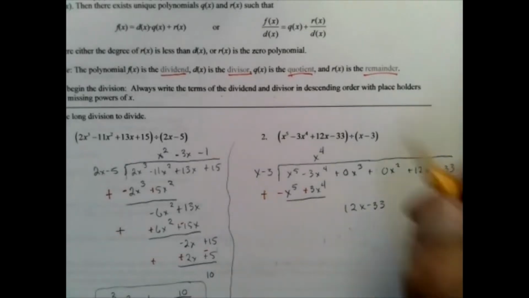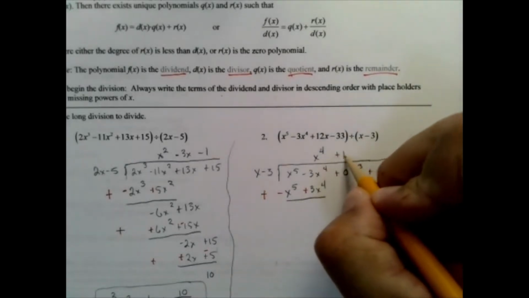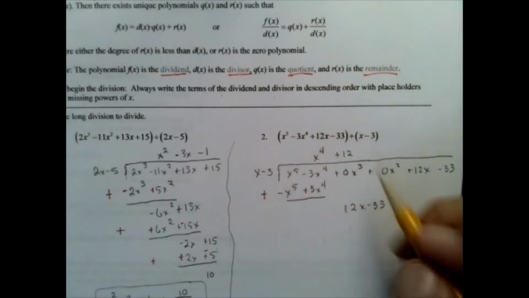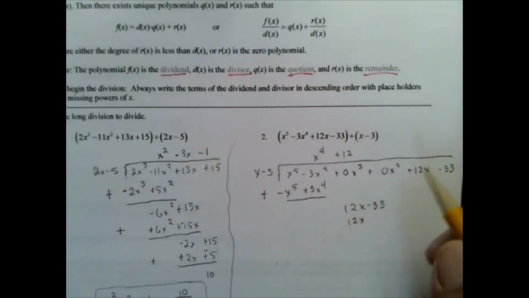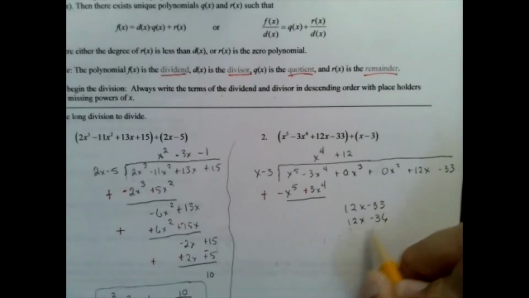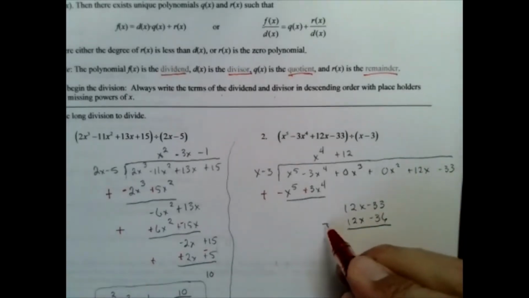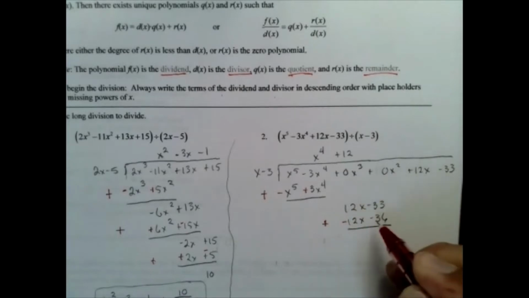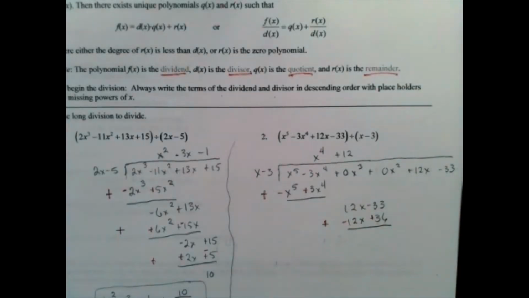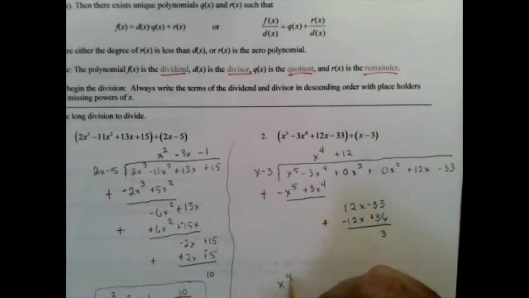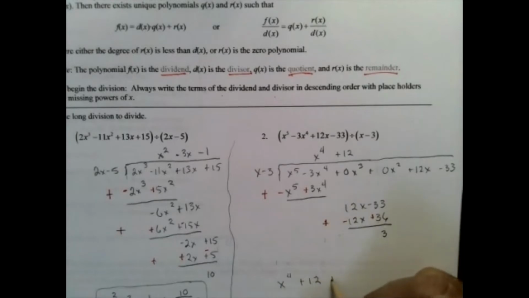What times x is 12x? I need to do a plus 12. That's going to give me 12x minus 36. Again, creature of habit, subtraction is the same as adding the opposite. It's a little harder, and it looks like I get a remainder of 3. Final answer, x to the 4th plus 12 plus 3 over x minus 3.